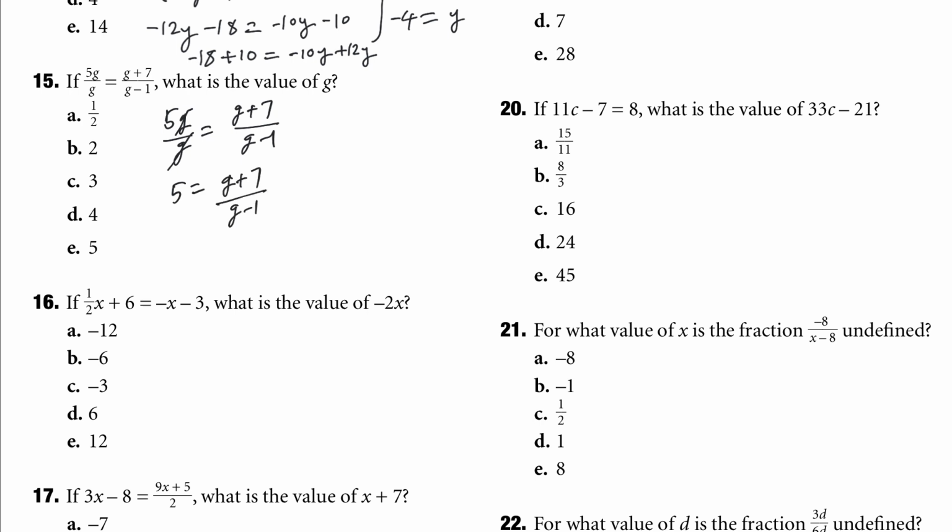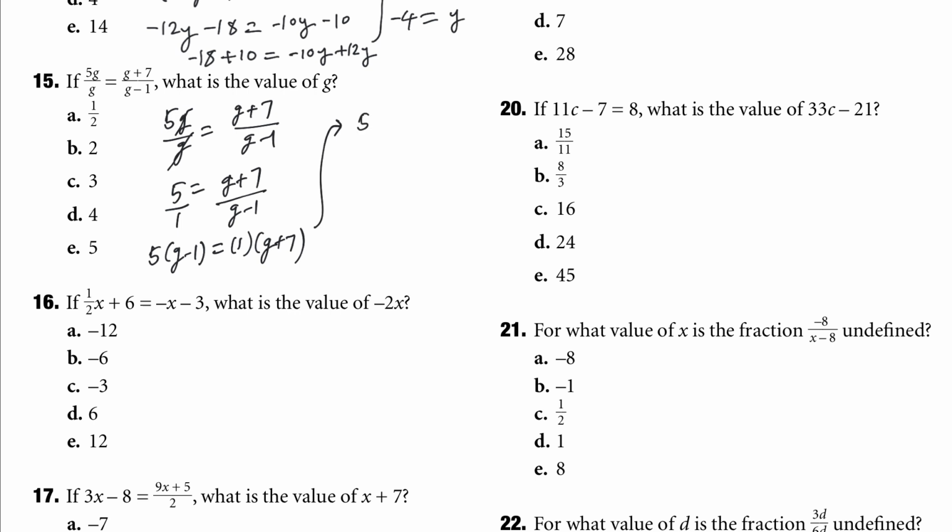And now can I cross multiply? Well, you might say there's nothing on the bottom, but 5 is the same thing as saying 5 over 1. So I can still cross multiply. 5 times g minus 1, then 1 times g plus 7.